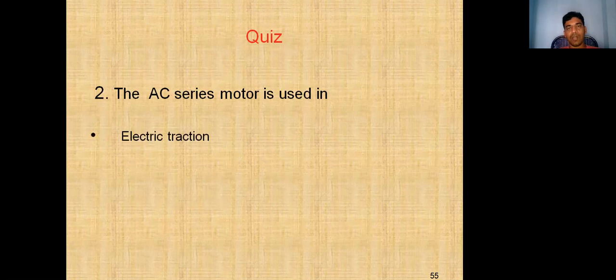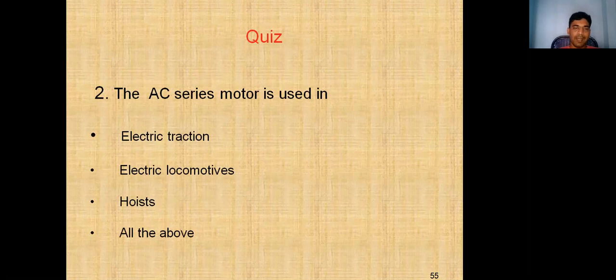AC series motor is used in option A electric traction, option B electric locomotives, option C hoists, option D all of the above. So an AC series motor, due to its high starting torque, can be used in electric traction, electric locomotives, hoists. All of the above is the correct answer.